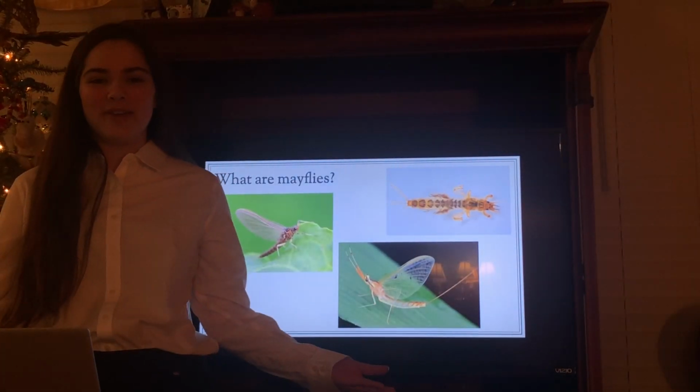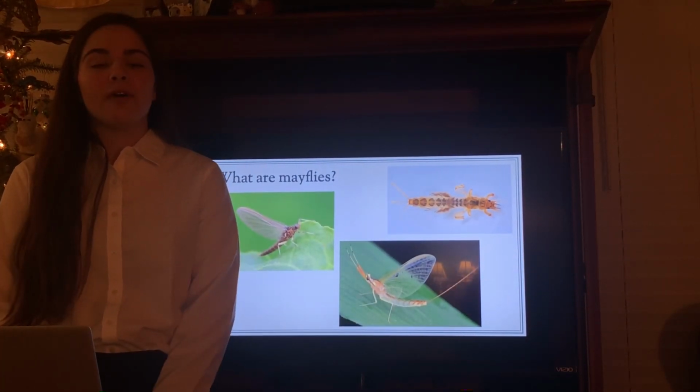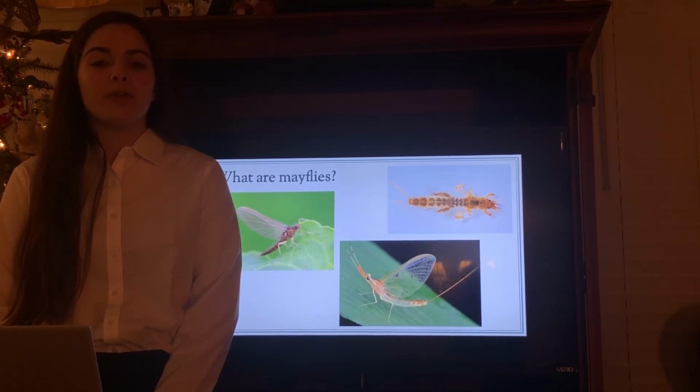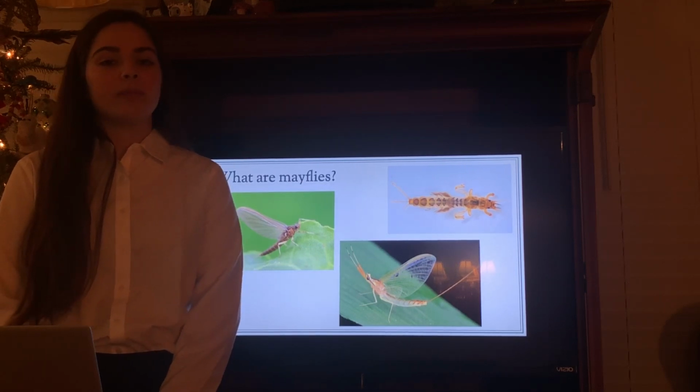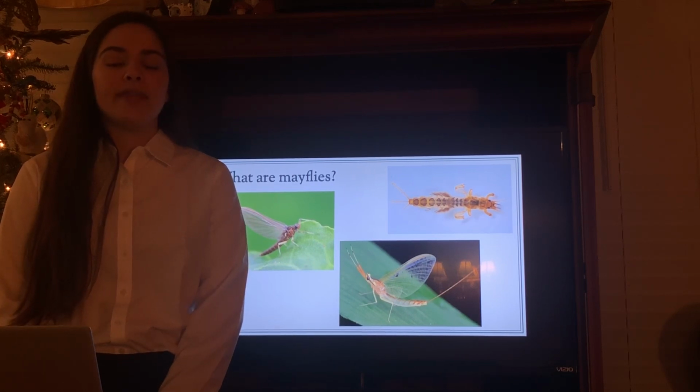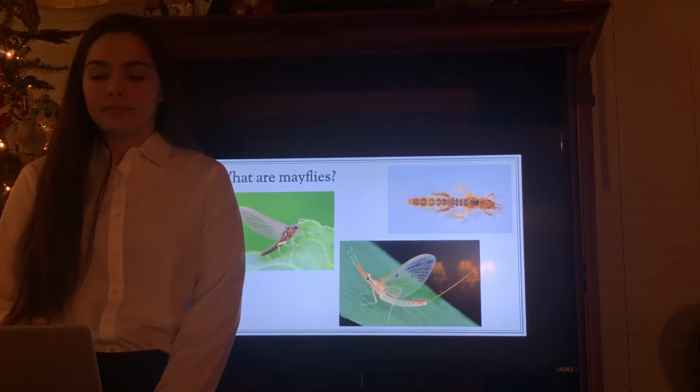So, what even are mayflies? Mayflies are mostly aquatic species, spending most of their life in rivers, streams, and lakes. There are over 3,000 different types of mayflies globally, and they are in the order Ephemeroptera.